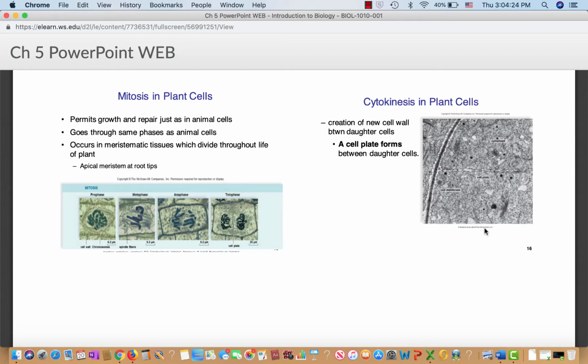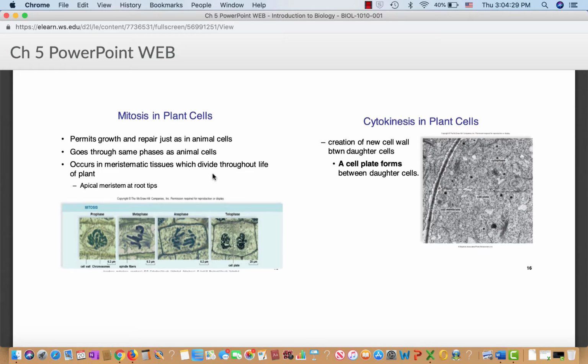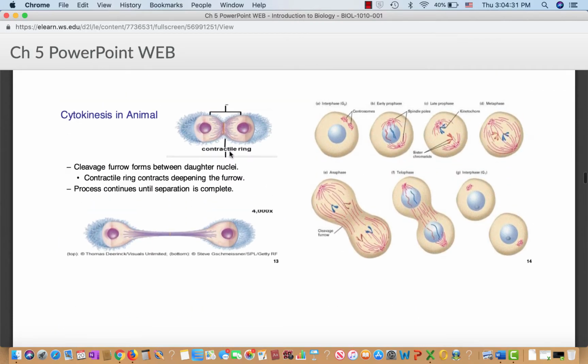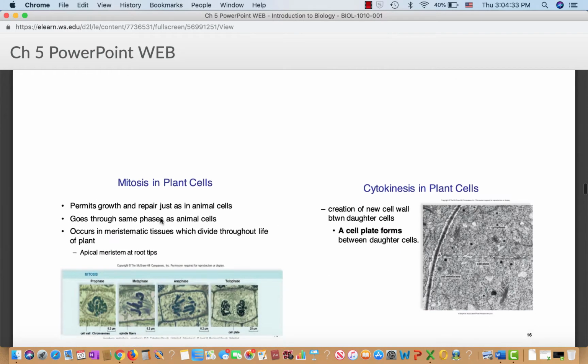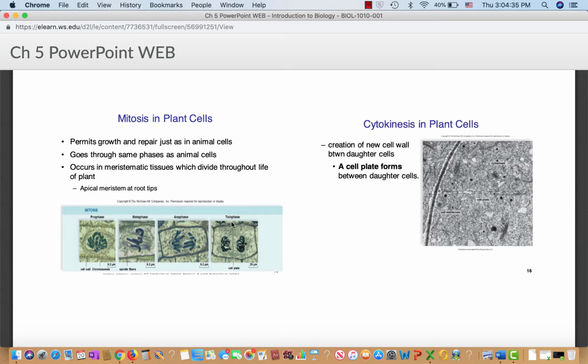It's a little different in plants because you have a cell wall in plants. So instead of this contractile ring and the cleavage furrow, you have the formation of a cell plate in between the 2, which ends up producing a second cell wall between the 2 daughter cells.